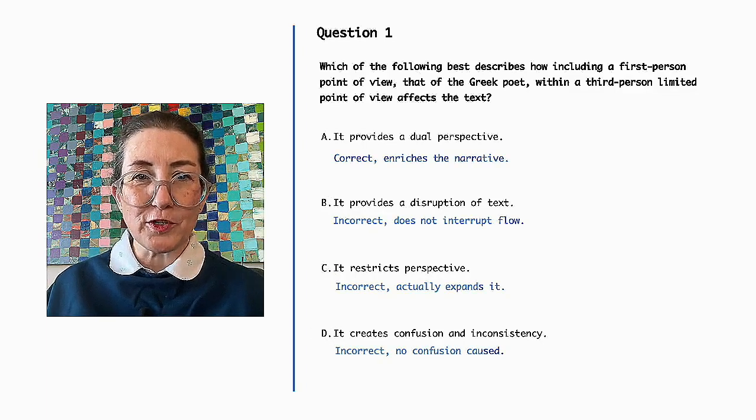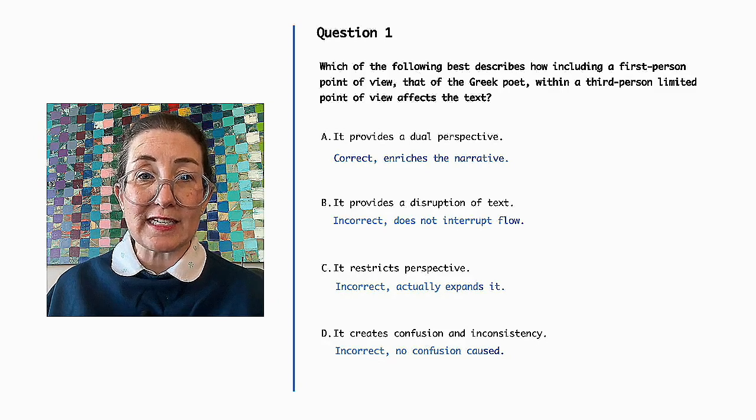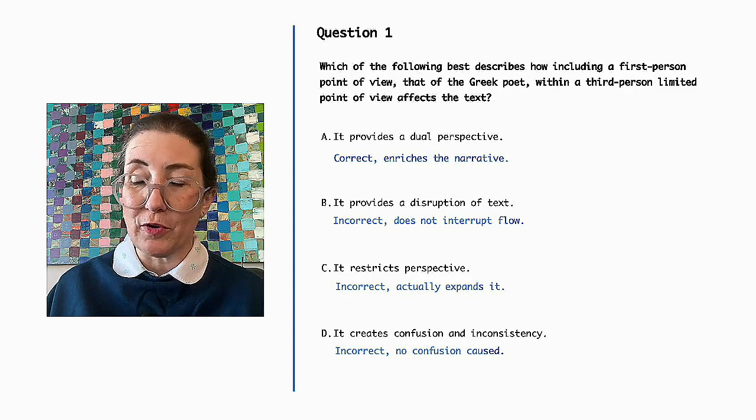Including a first-person point of view, such as that of the Greek poet Hesiod, within a third-person limited point of view, offers a dual perspective, giving readers insight into both the narrator's view and the personal beliefs or statements of another character. This enriches the text by showing different viewpoints.